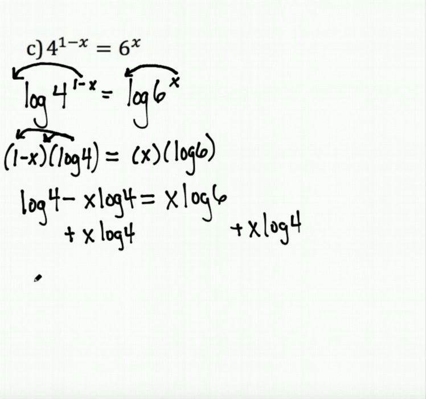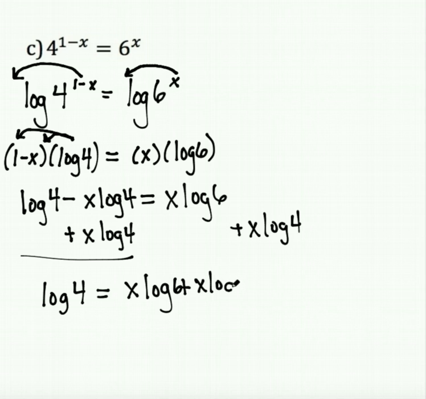So that leaves me with log of 4 on the left-hand side is equal to x log 6 plus x log 4 on the right-hand side. Now notice they both have an x in them, and we're trying to solve for x. So I'm going to factor out a greatest common factor, which happens to be x. So now I have log of 4 is equal to x times log of 6 plus log of 4.